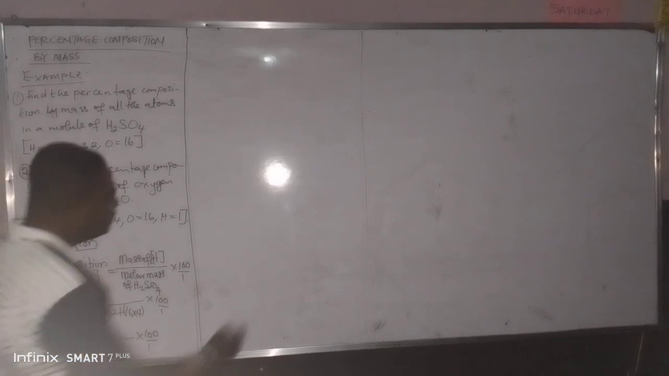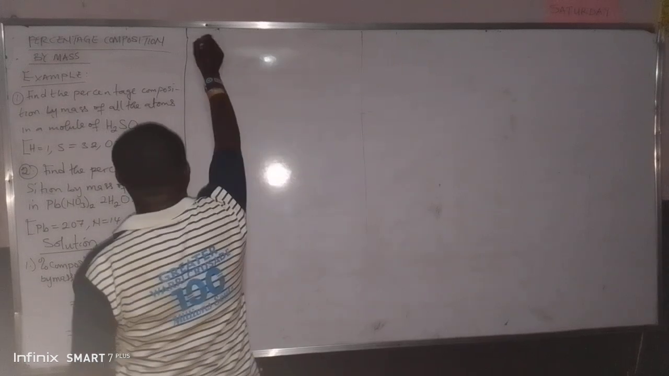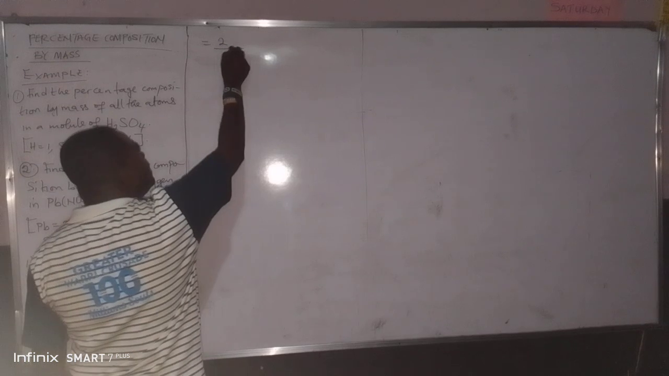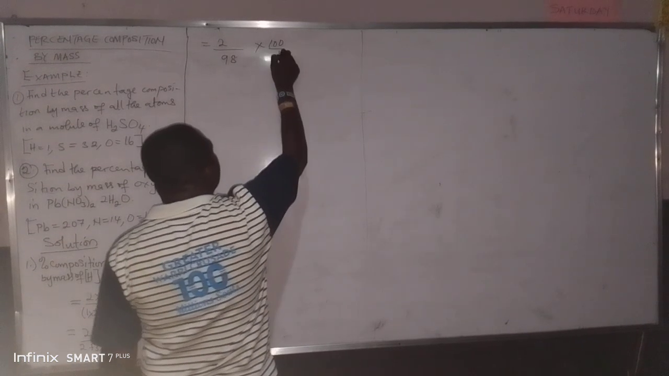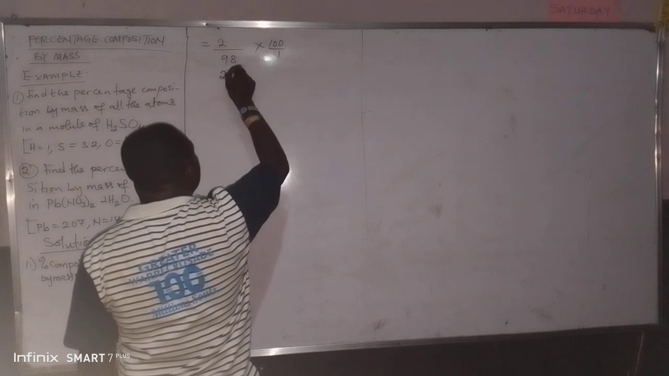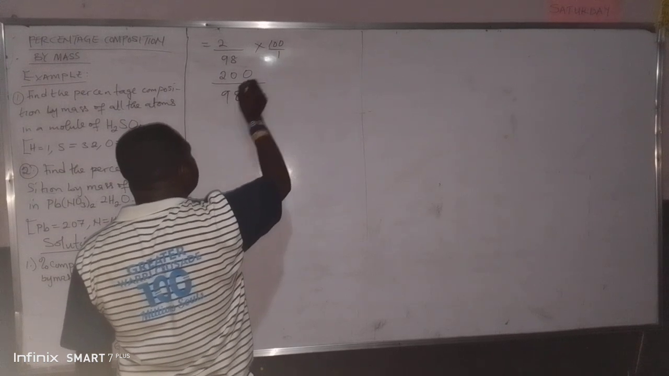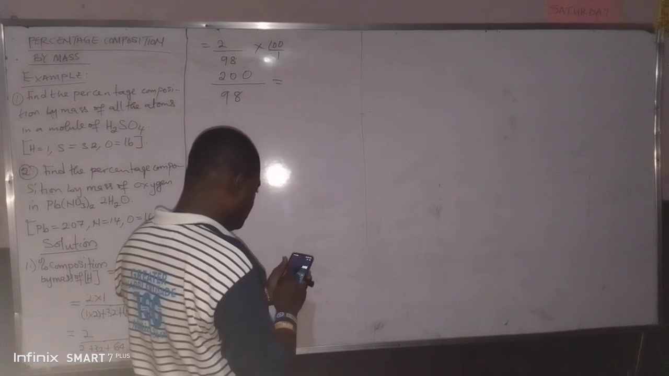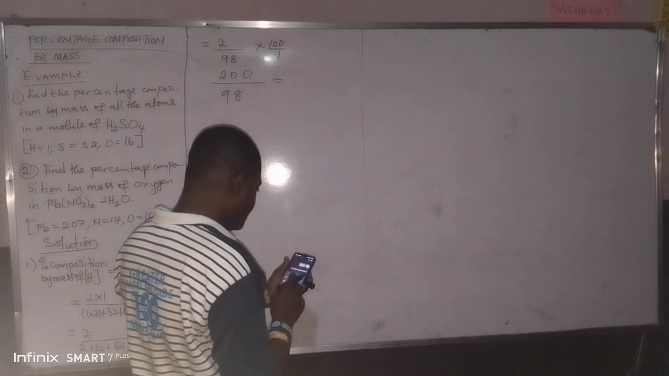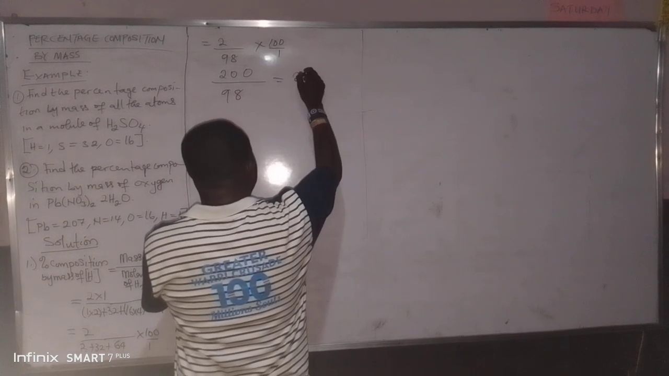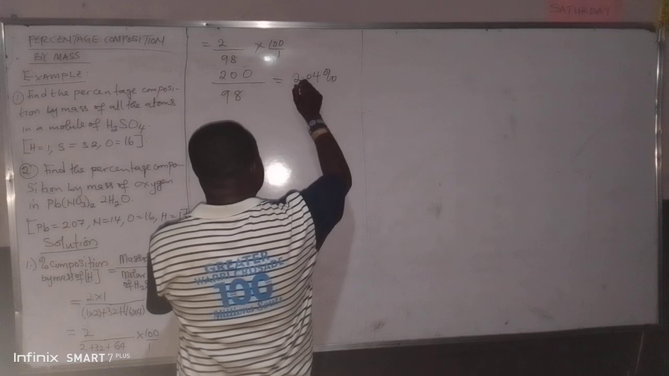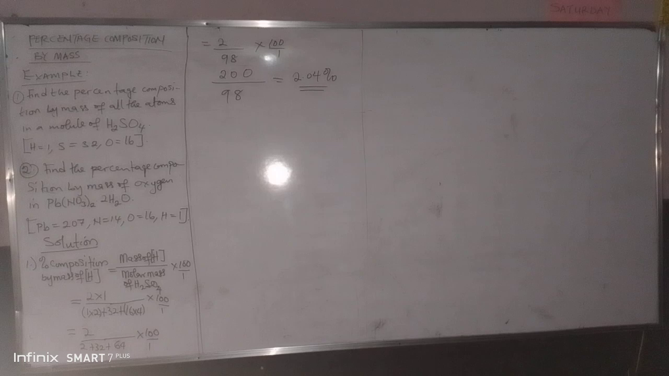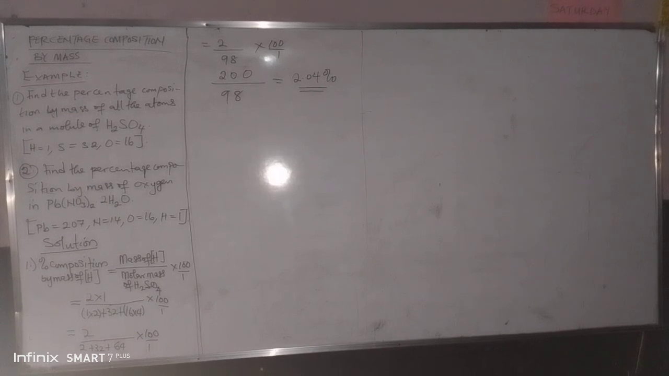Then the next thing to do, we add up these 3 numbers, we must get 98, times 100 over 1. 2 times 100 is 200 over 98. So what is our answer going to be? 200 over 98, answer is 2.04%. So that is the percentage composition by mass of hydrogen inside that molecule. That is the answer.